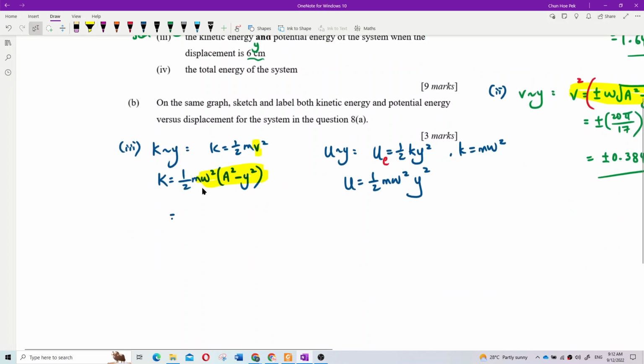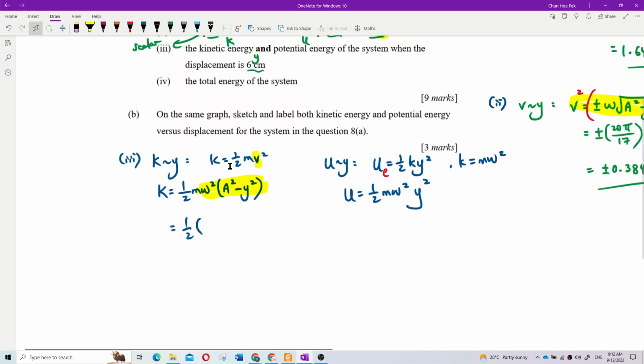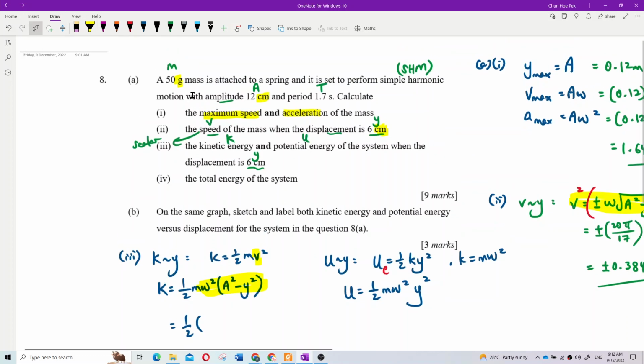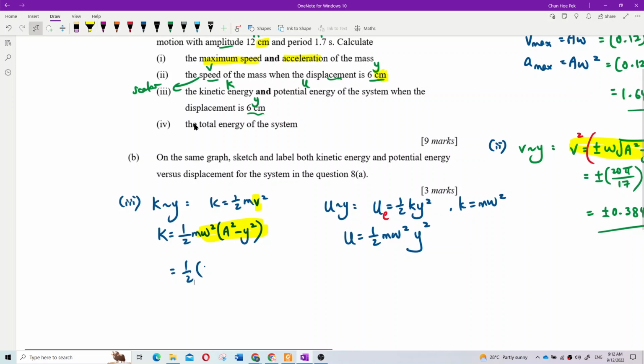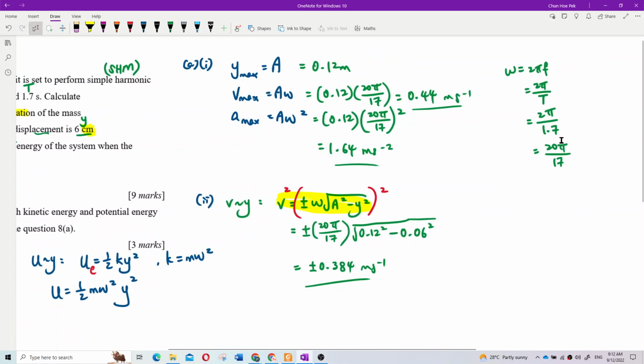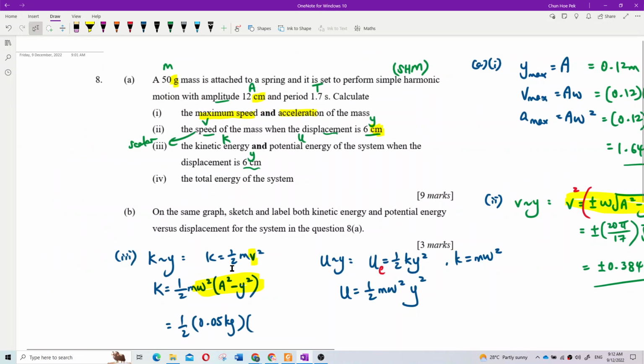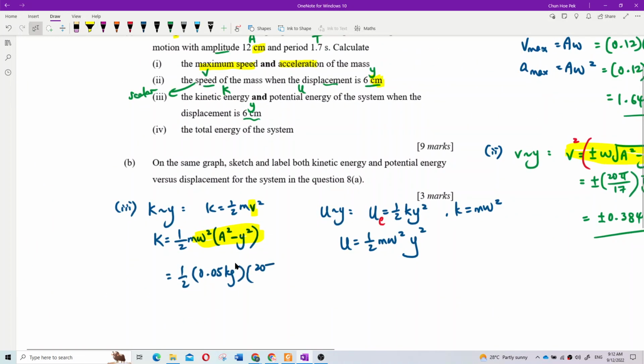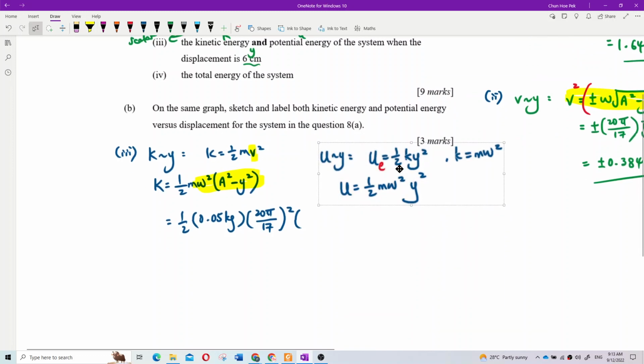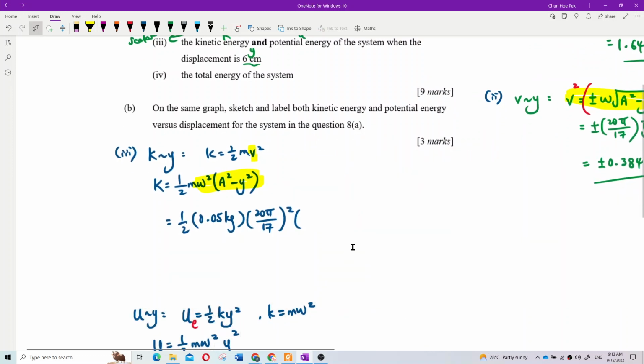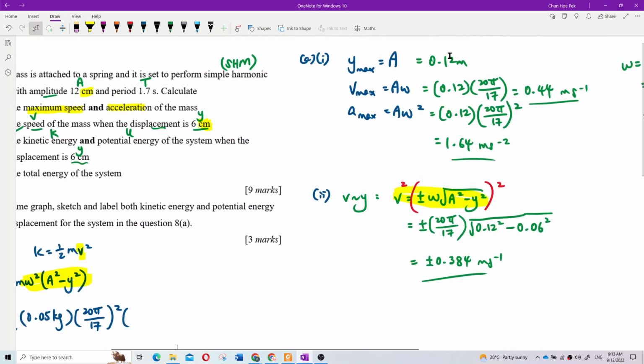So this one is half mass. Mass is 50 grams, so change it also: 0.05 kilogram, divided by 1000. Omega, just now, is 20 pi over 17, so 20 pi over 17 square, and then the amplitude. This one I need to write somewhere, not enough space for me. Amplitude is 0.12.